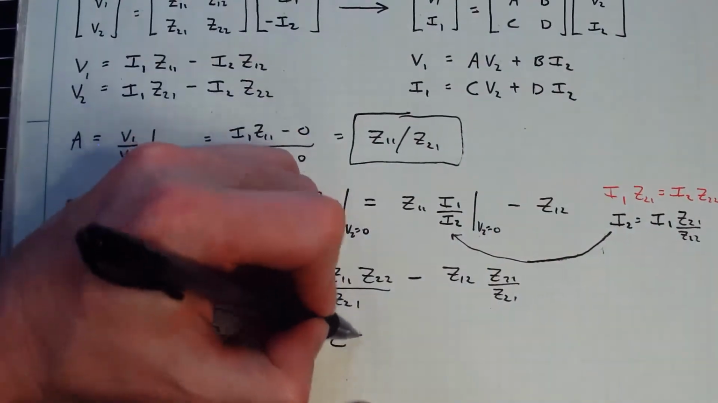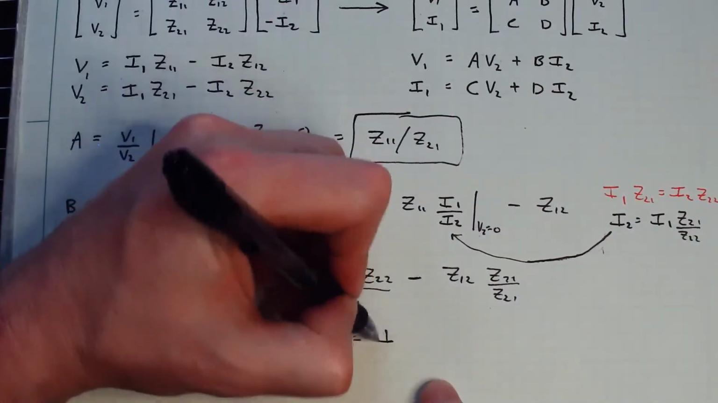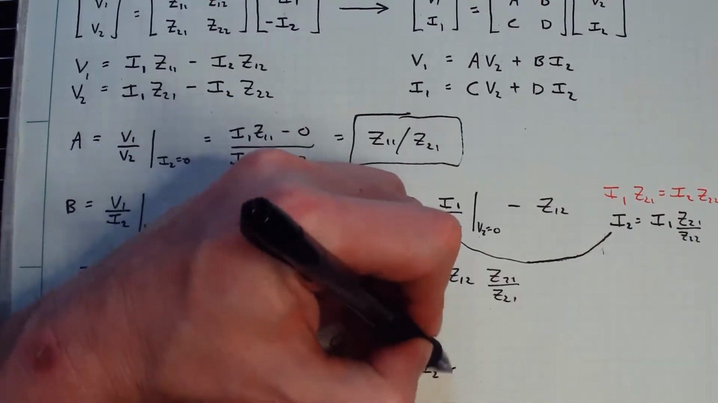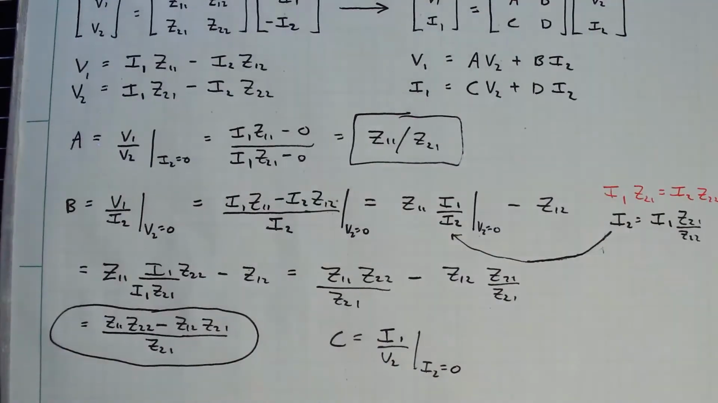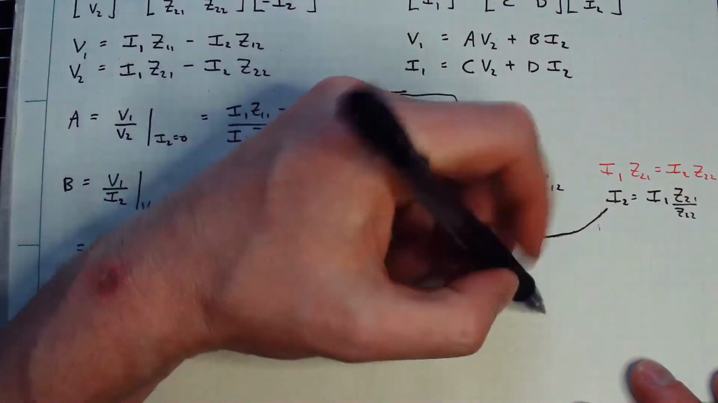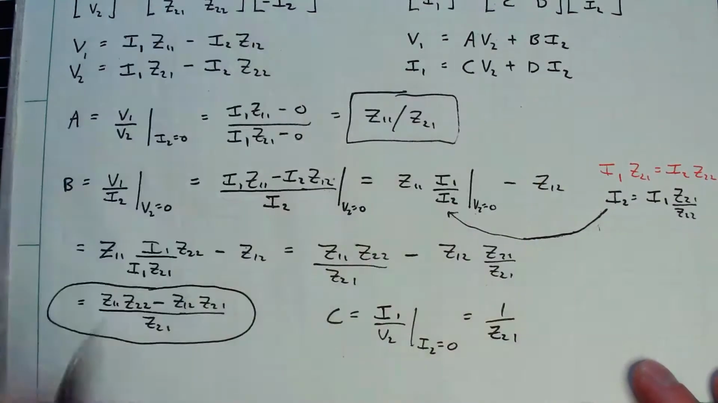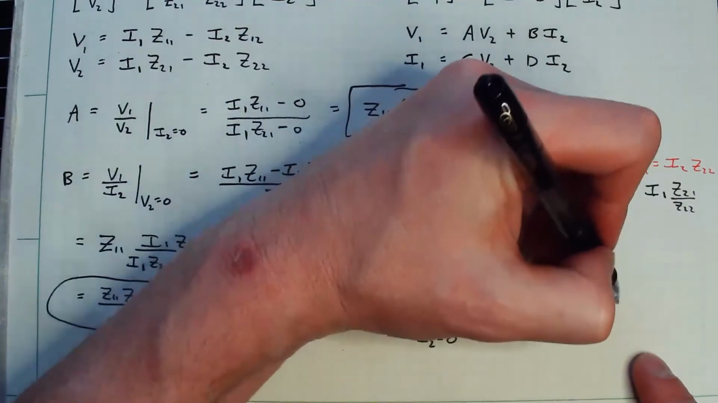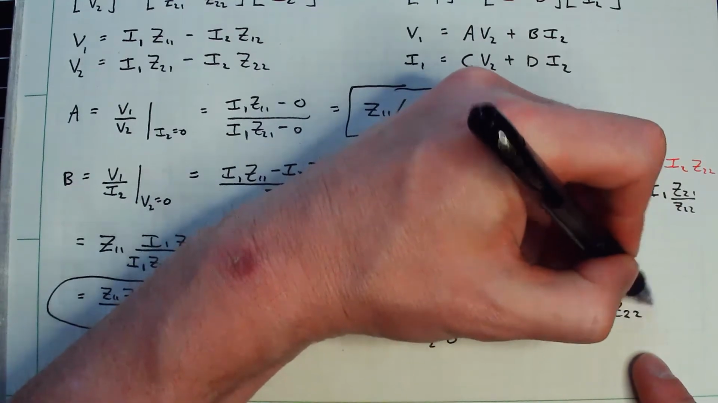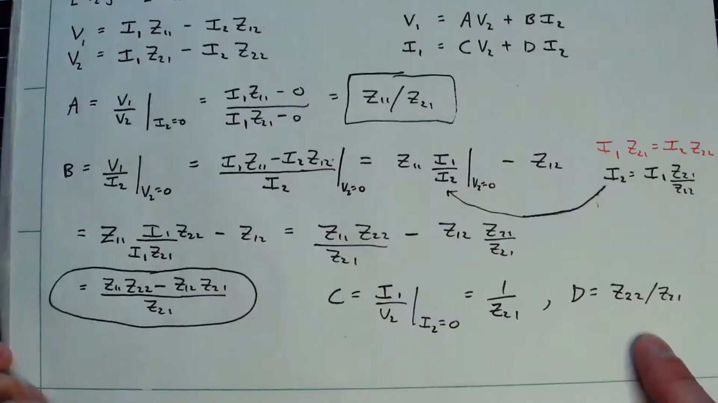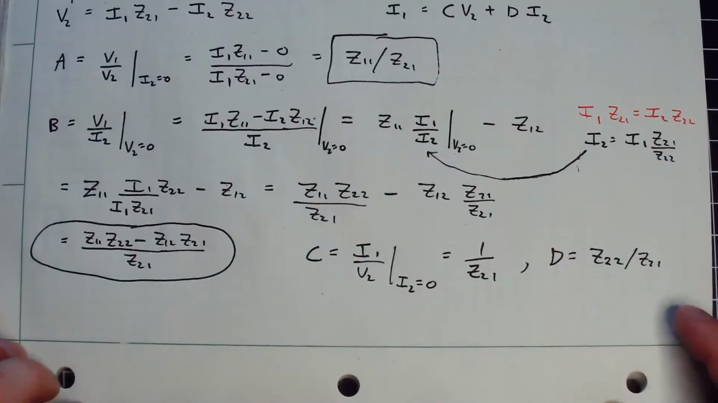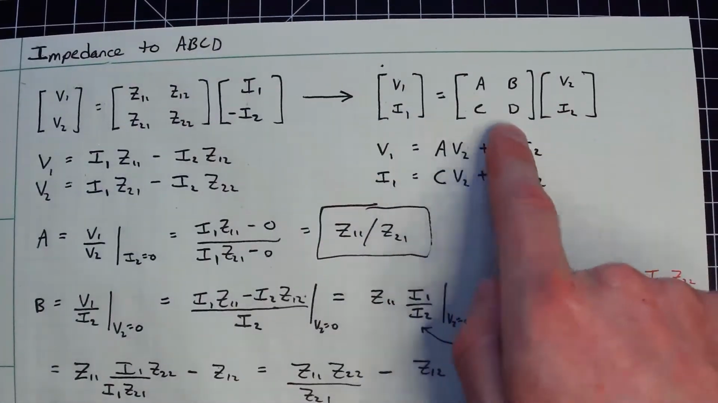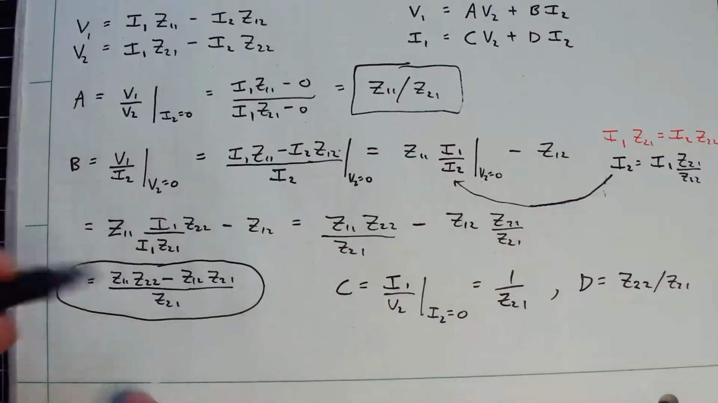And we find that C is equal to I1 over V2 subject to I2 is equal to 0, which we then do that same sort of trickery and we'll find we get just 1 over Z21. And then of course, a similar argument gives us D is equal to Z22 divided by Z21. So what that means is if I am given this information here and I want to generate this matrix over here, I just substitute in all of these results.